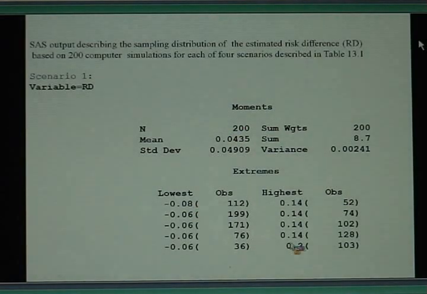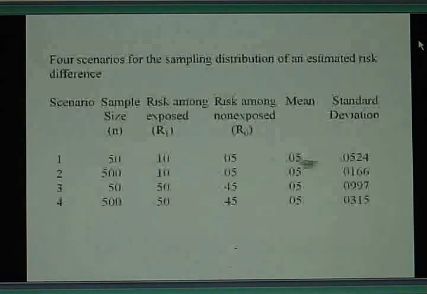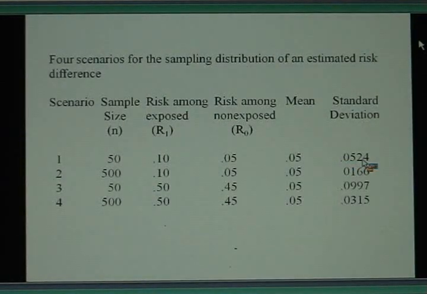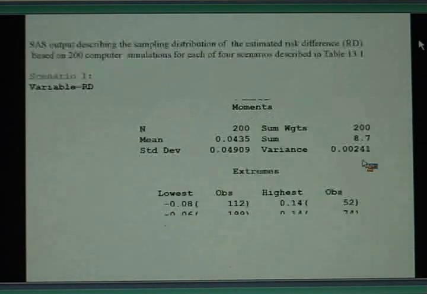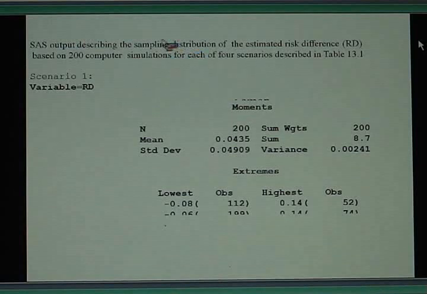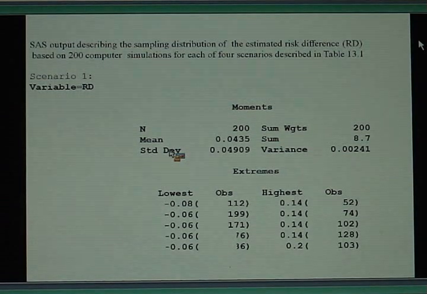What did I get? Well, one study gave me a risk difference that was as small as minus 0.08. Another one gave me a risk difference that was as big as 0.2. But on average, the 200 studies gave me an average risk difference of 0.04, very similar to the 0.05 that we would expect theoretically. And the standard deviation of those 200 numbers was 0.04909, which was very similar to the 0.0524, which I expect theoretically. And finally, if I drew a histogram of those 200 risk differences, it looks like a bell-shaped curve. This is a stem and leaf diagram that we talked about before, on its side.